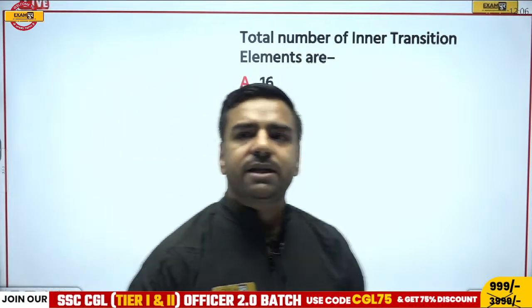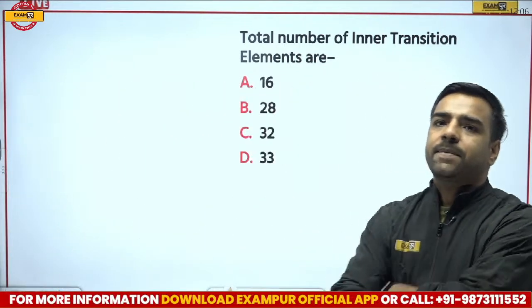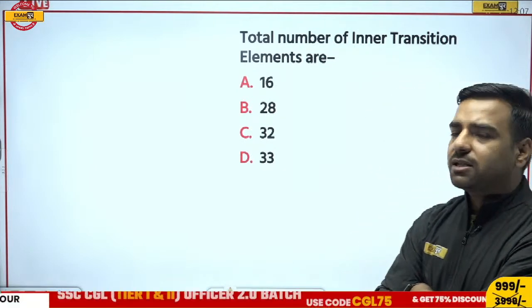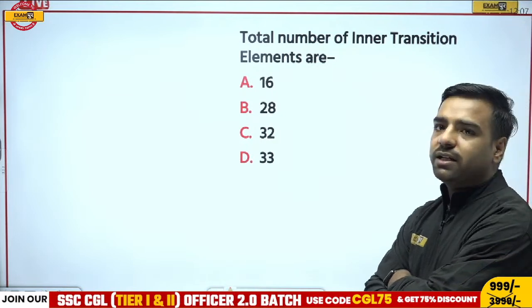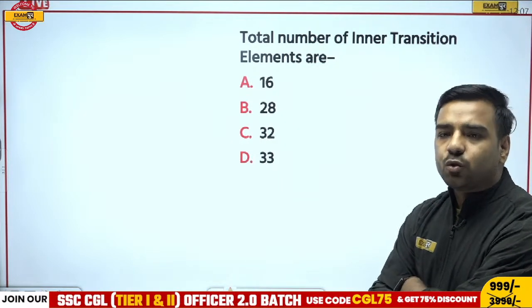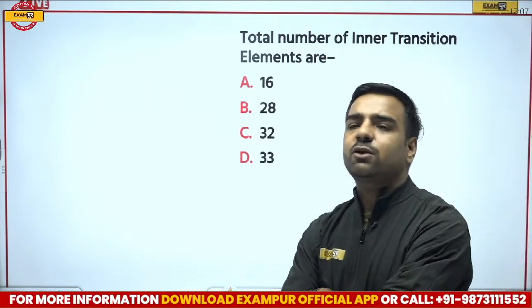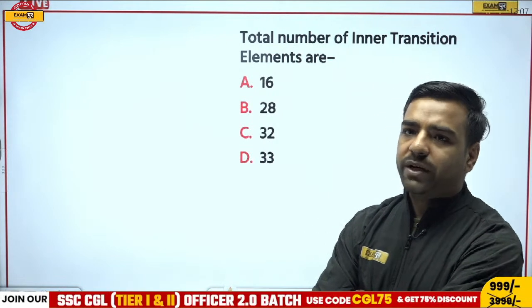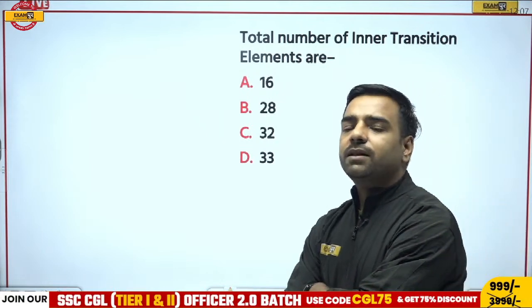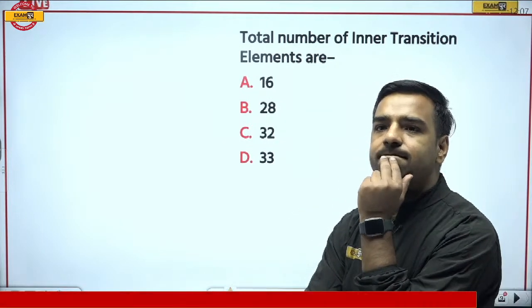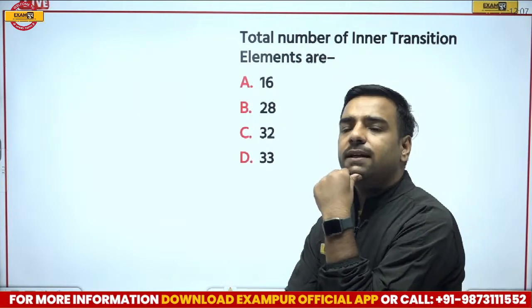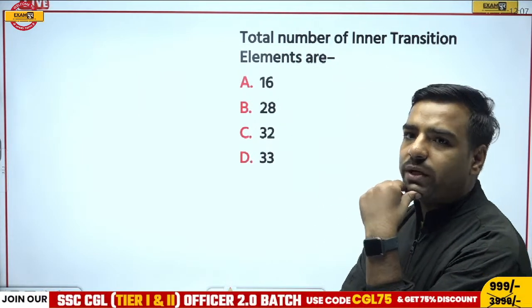I guess I'm getting your comments quite late. The question is the total number of inner transition elements. Its number may be 16, 28, 32 or 33. What is the correct answer here? Gobinath is the first one to answer this, and he is saying, sir, it would be 32. Abhijit is saying, sir, it would be 28. Okay, then others. Akhileshwar is going with 16. Cool. Then Vikram is going with 28.